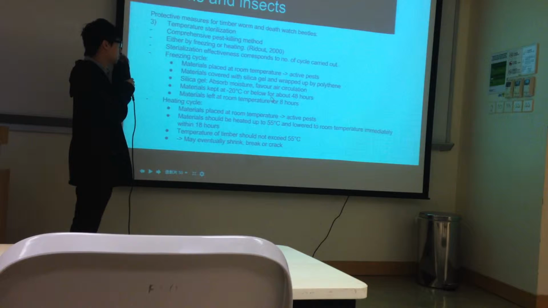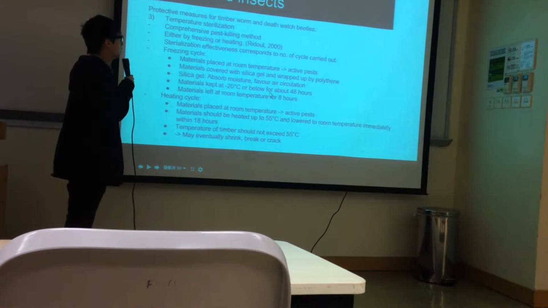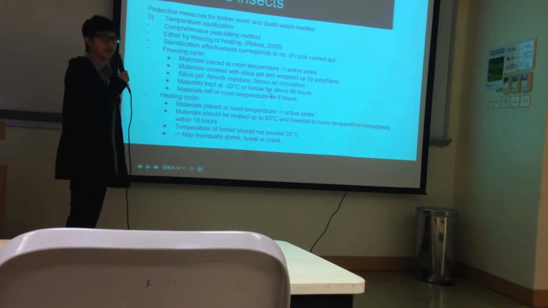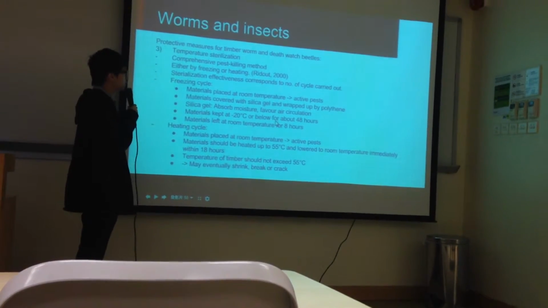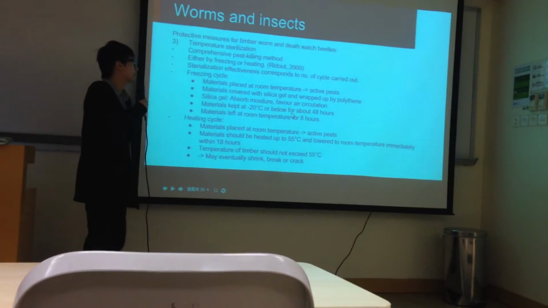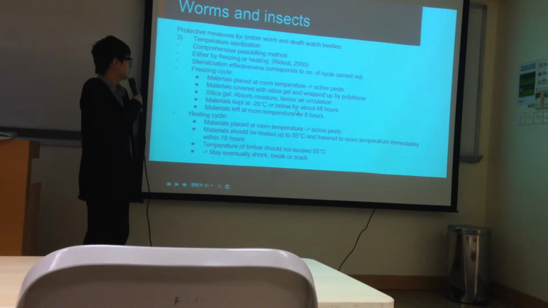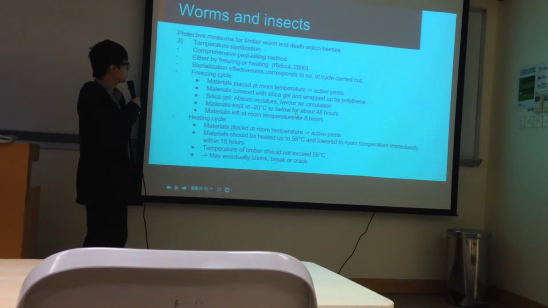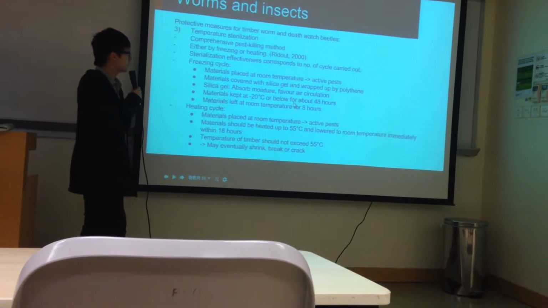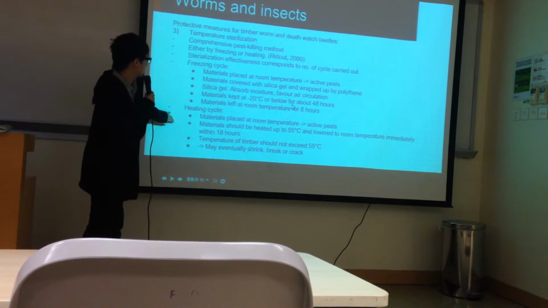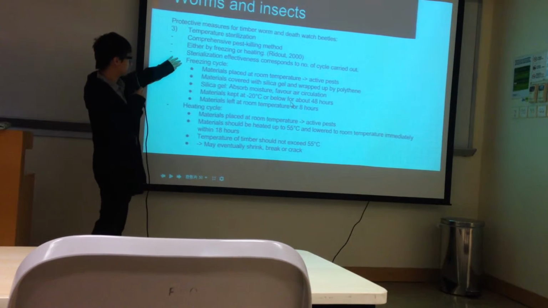The third one is the temperature sterilization. We can carry out temperature sterilization either by freezing or heating. It can be considered as a comprehensive pest killing method. The effectiveness corresponds to the number of cycles carried out. Here is an example of a cycle. Freezing cycle first.